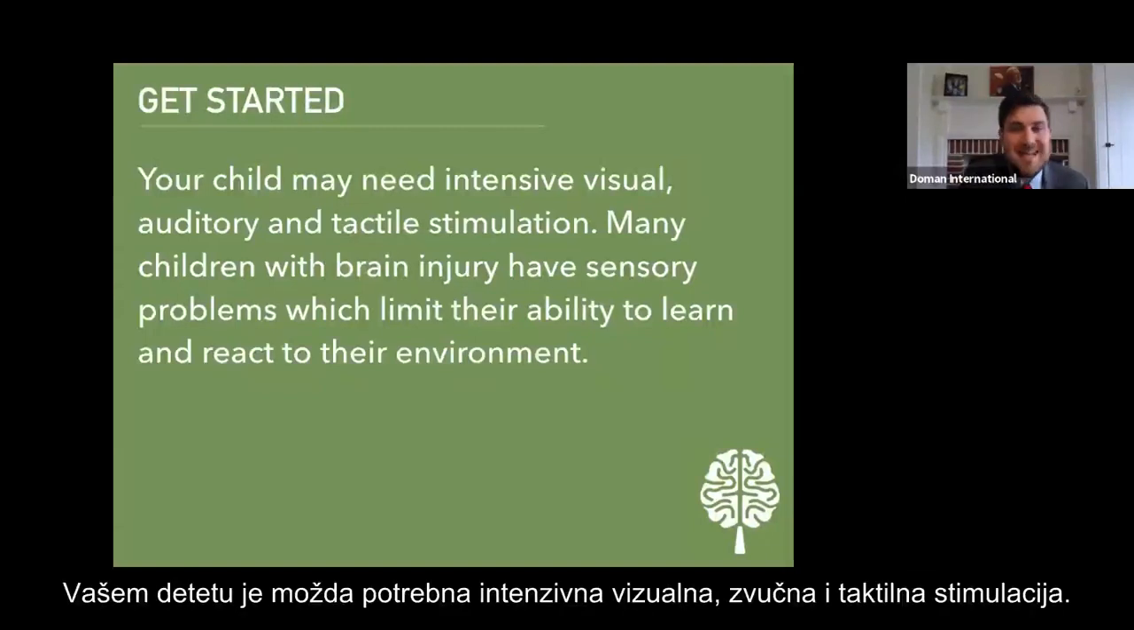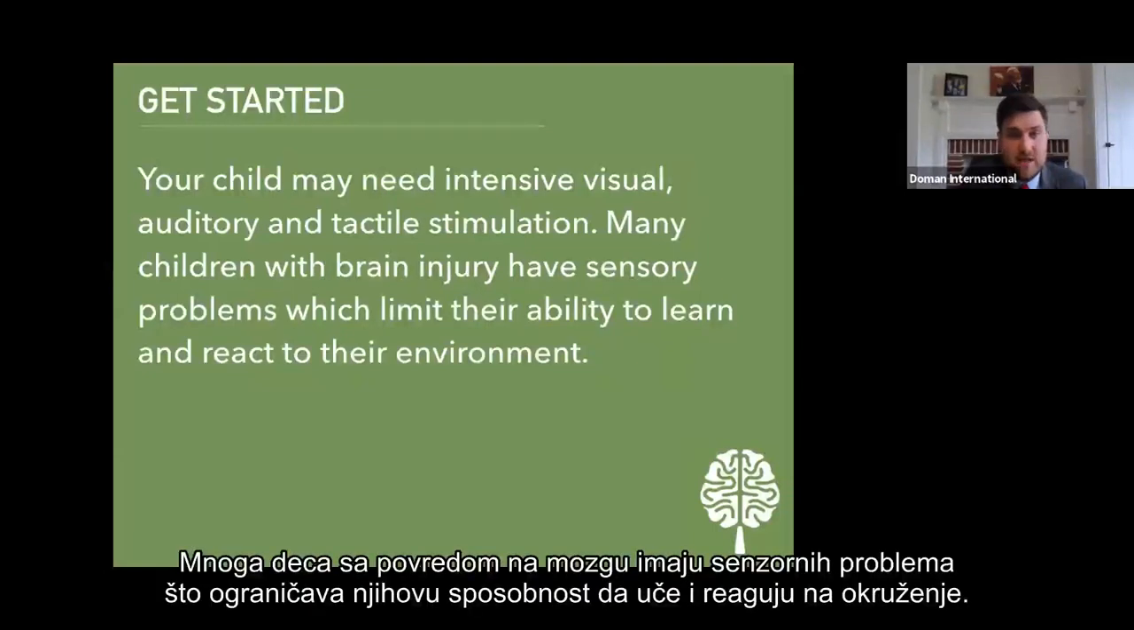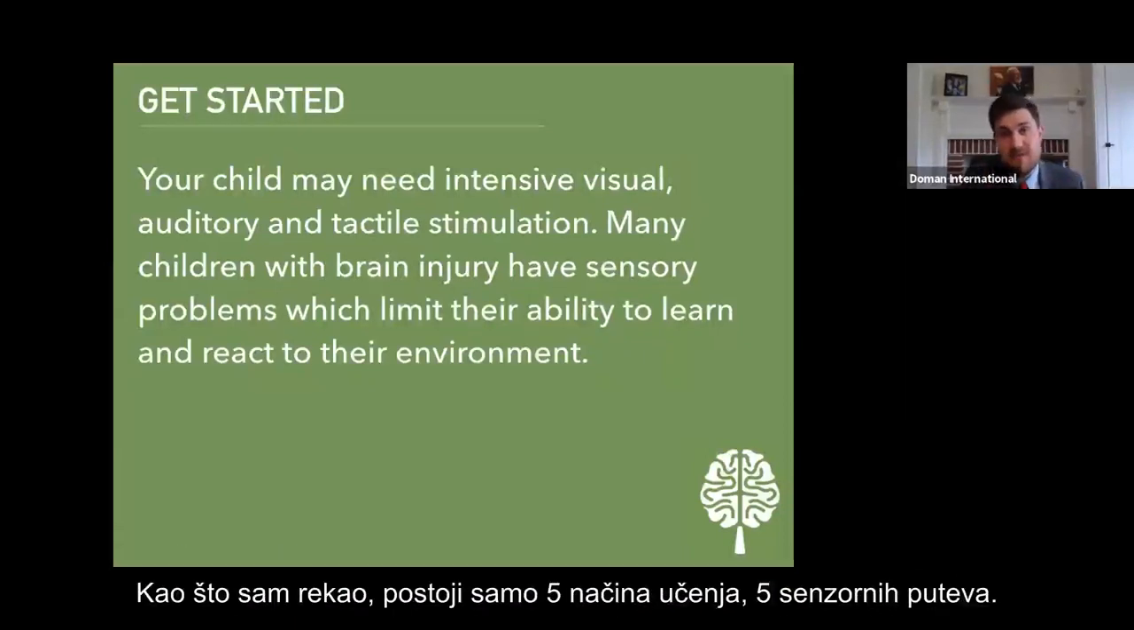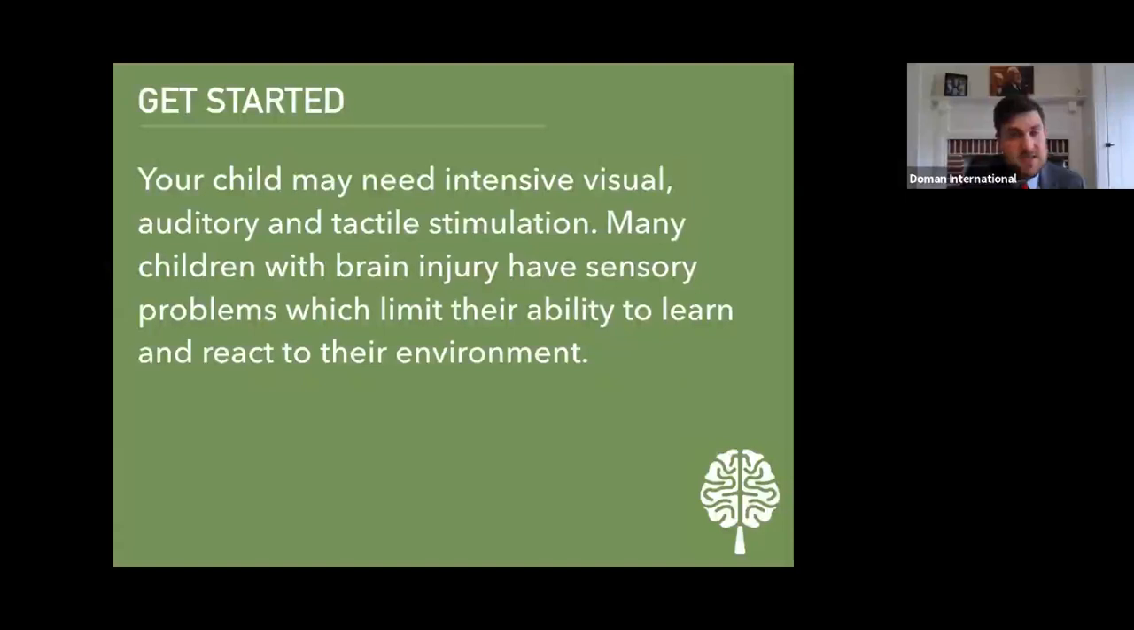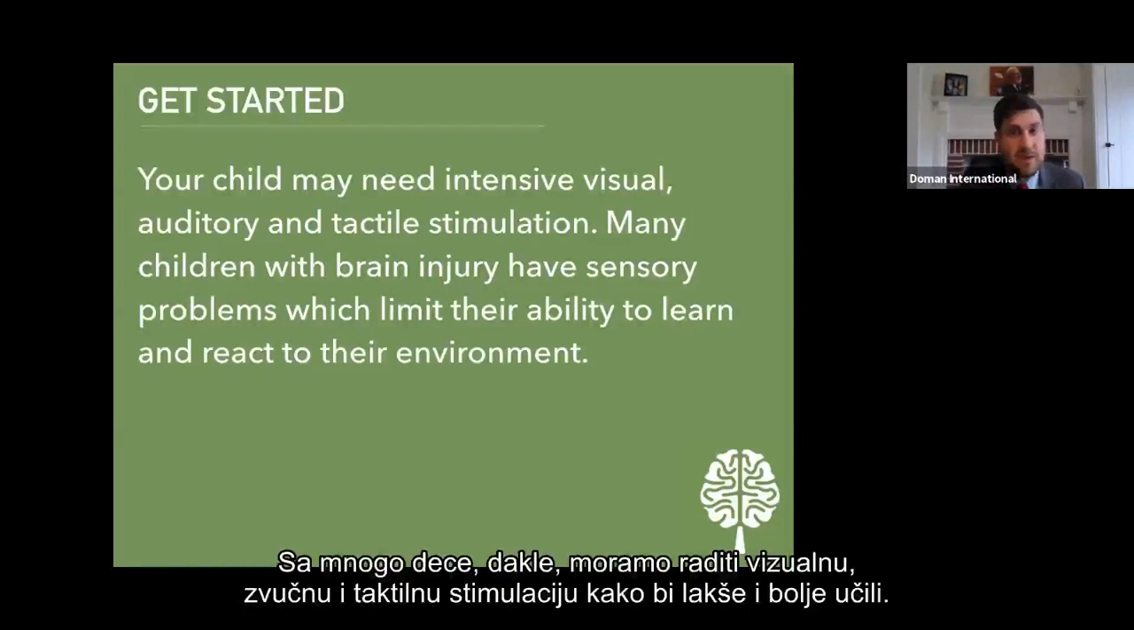Your child may need intensive visual, auditory, and tactile stimulation. Many of our children need a lot of sensory stimulation to help the brain function. Many children with brain injury have sensory problems, and that limits their ability to learn from their environment, right? Like I said, you only have 5 ways of learning about the brain, your 5 sensory pathways. If those are impacted by brain injury or by a neurodevelopmental condition, your ability to learn is impacted. And so for many children, we need to do visual, auditory, and tactile stimulation to get them to learn easier and better.